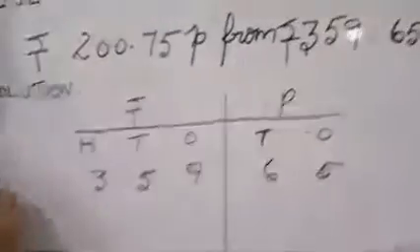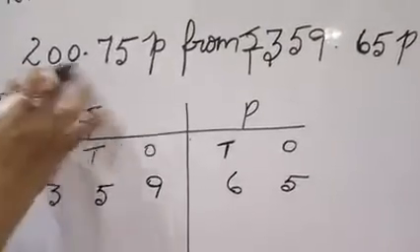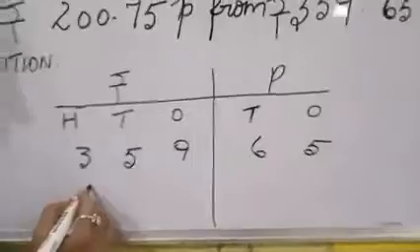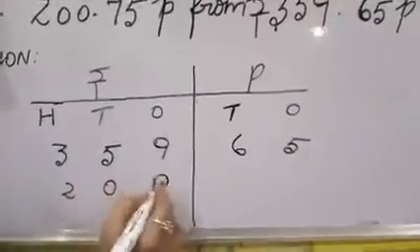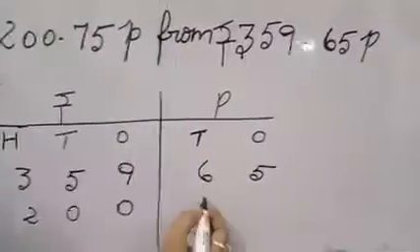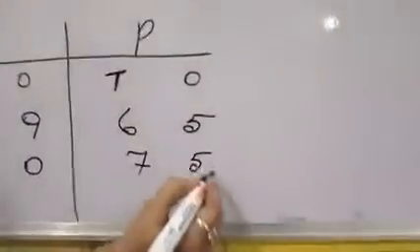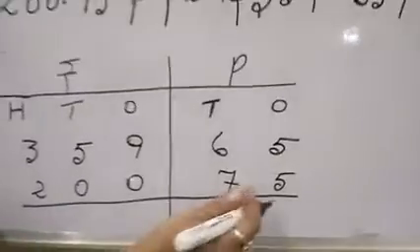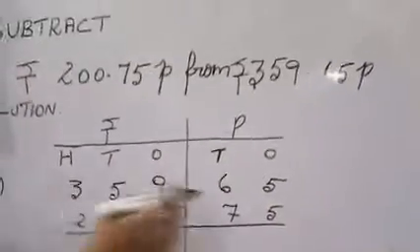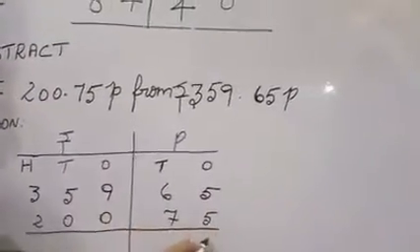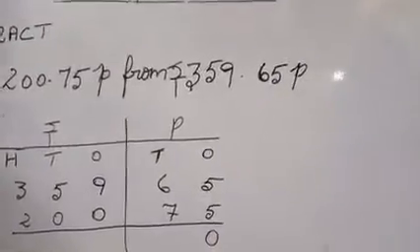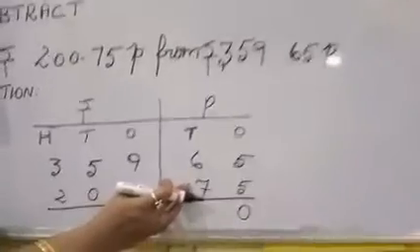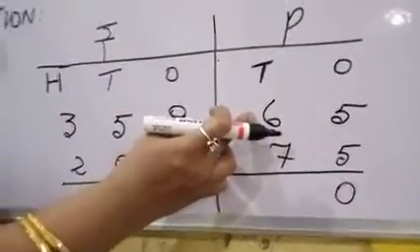Then you need to subtract 275 rupees and 75 paise. So I write down 200 rupees and 75 paise. Now you need to subtract. Subtracting the same number, you get 0. Then can you subtract 7 from 6? No.